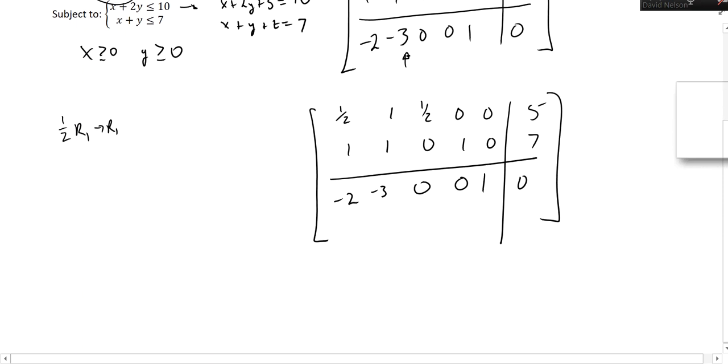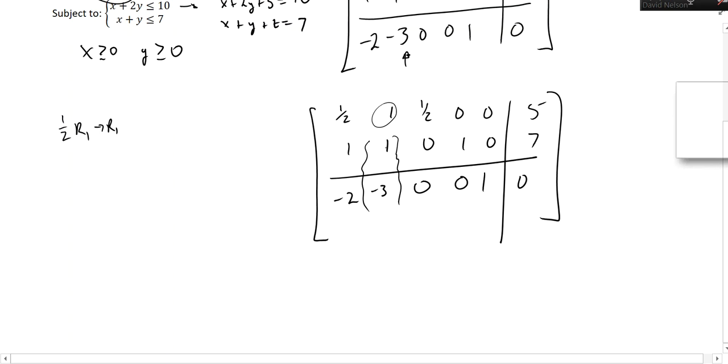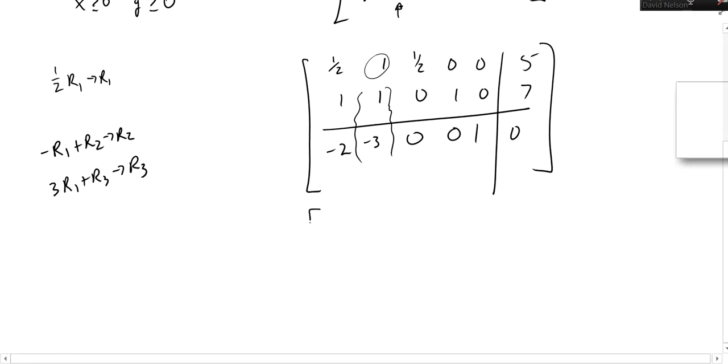All right, and now I want to create zeros. I'm going to use that 1 to create zeros in the other spots of that column. I want to turn the 1 below it and the -3 into zeros. I can do that with two row operations. I can take -1 times row 1, add it to row 2 and put it into the row 2 spot. And I'm going to do 3 times row 1 plus row 3, put it into the row 3 spot. You have to use that pivot row to create the zeros in the simplex method.